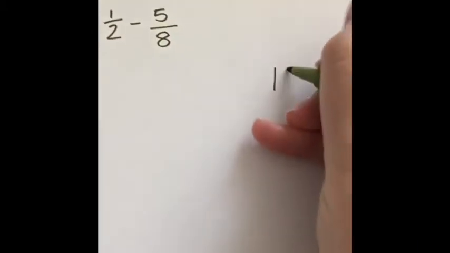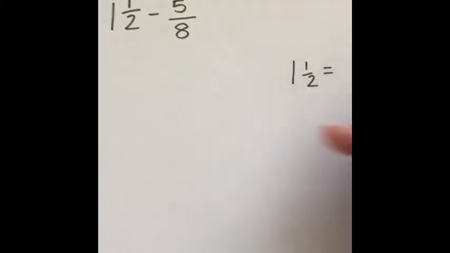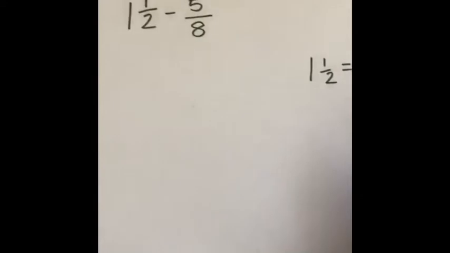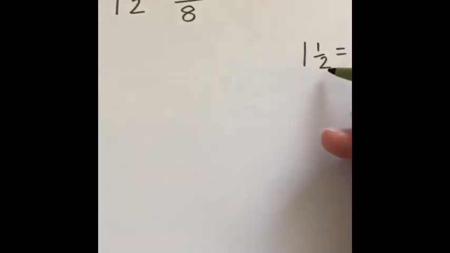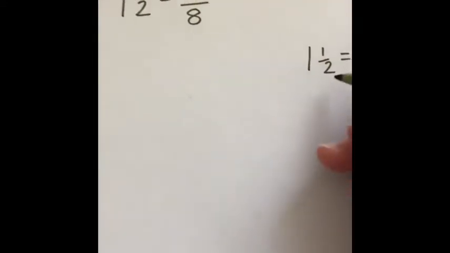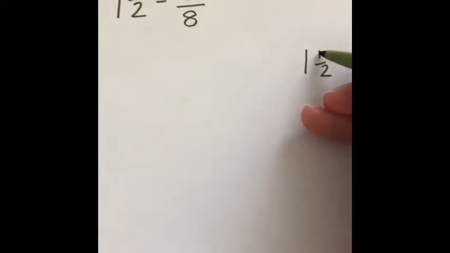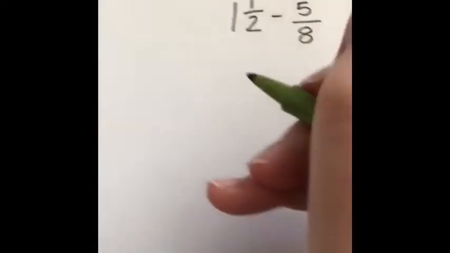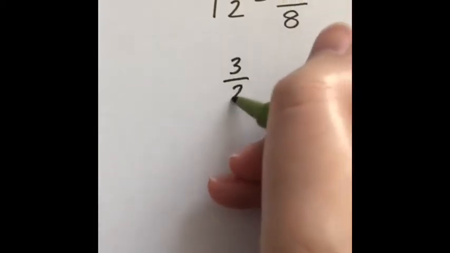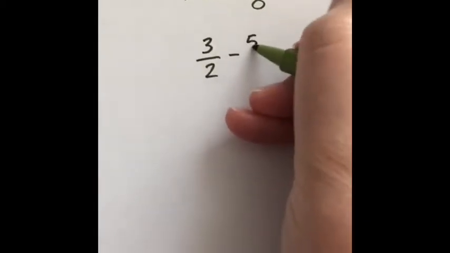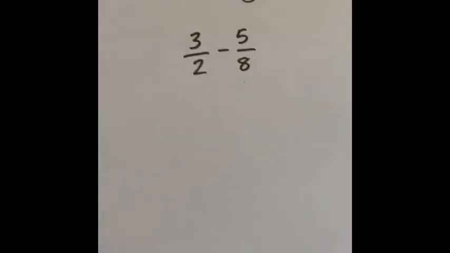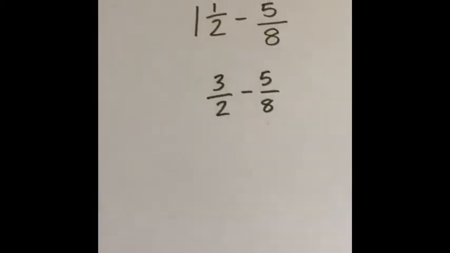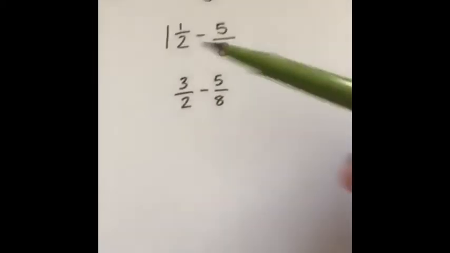So over here, my working out space, 1 1/2 as an improper fraction. Well, I know I've got one whole lot of something split into two. So that means I've got 2 parts plus an extra part. I've now got 3 parts out of 2. So I can rewrite my fraction, 3/2, take away 5/8. Now the next thing we need to remember is that our denominators must be the same. They are not at the moment.